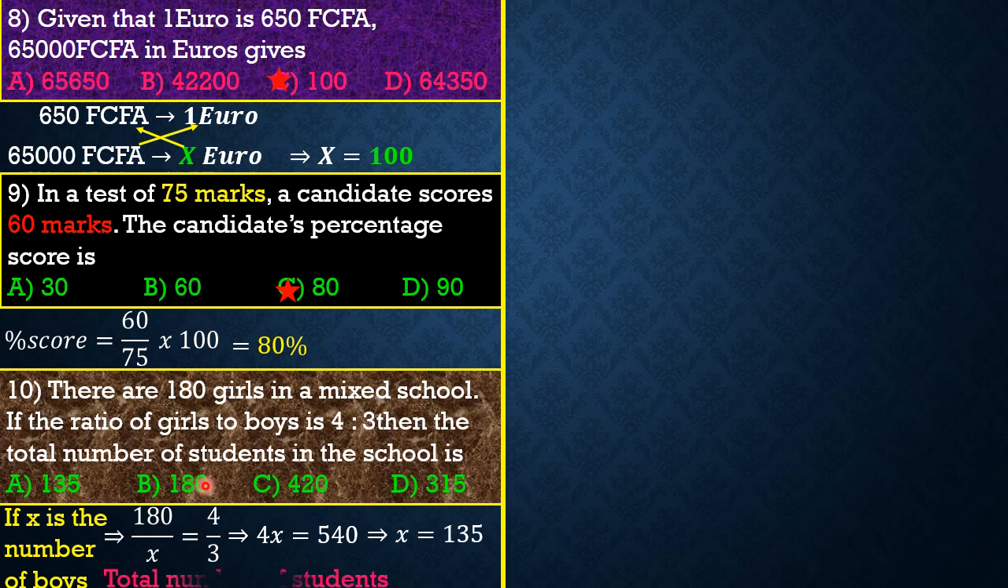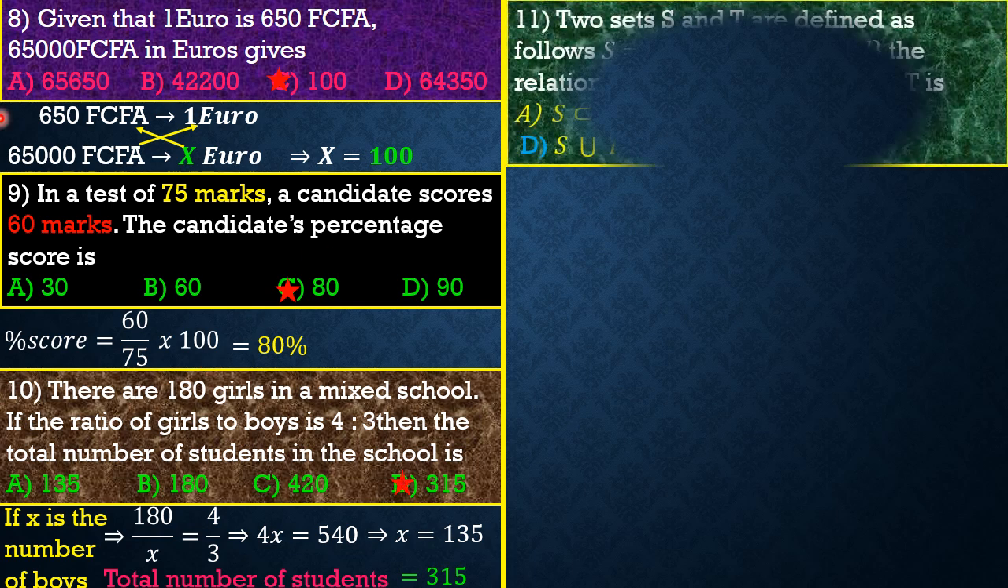Now, the total number of students in that school is given as the sum of the number of boys plus the number of girls. We do that, and we have an answer of 315. So option D is the best option for this question.